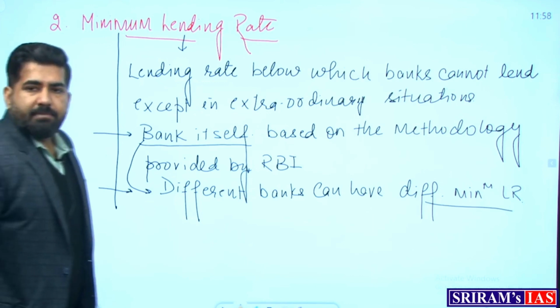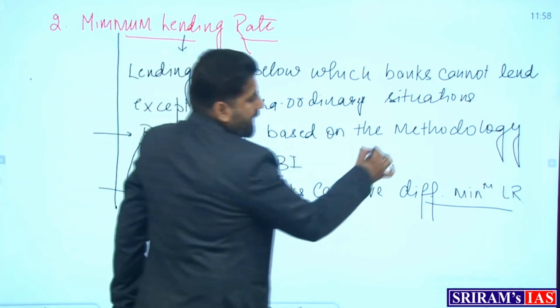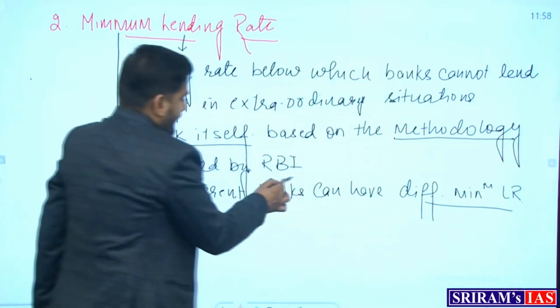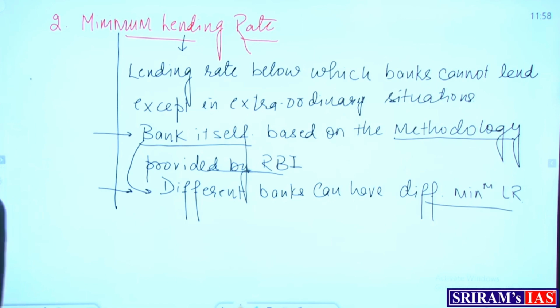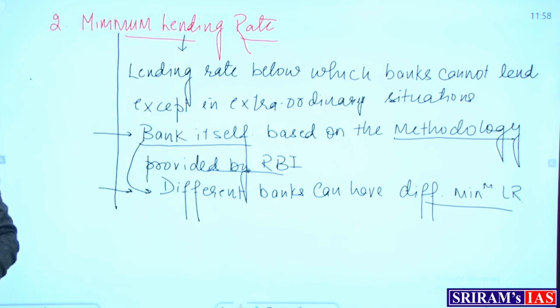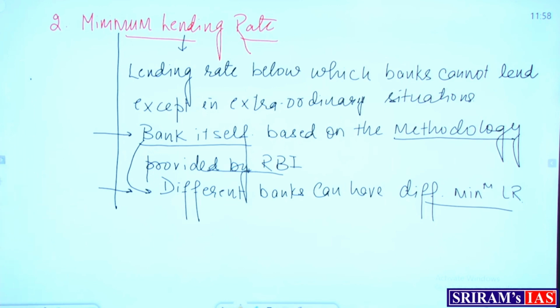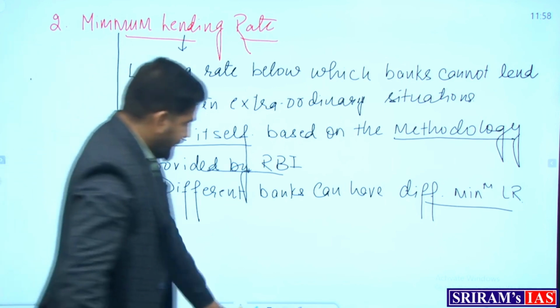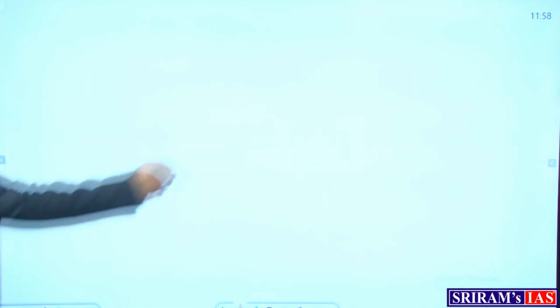Now, this minimum lending rate, as I told you, just look at the concept. It is the methodology provided by the RBI. Now, this methodology provided by the RBI has undergone a change many times. And why has it undergone a change? So as to smoothen monetary policy transmission. Now, let me explain this idea.